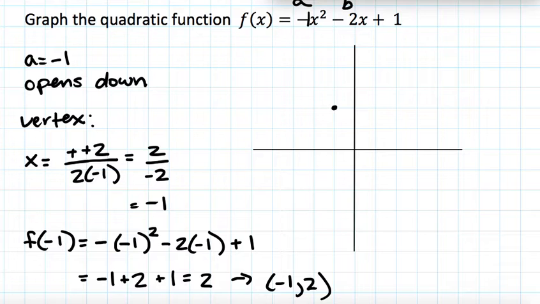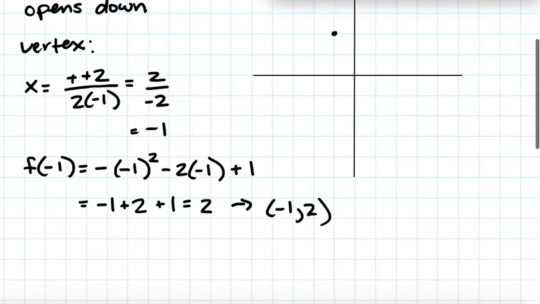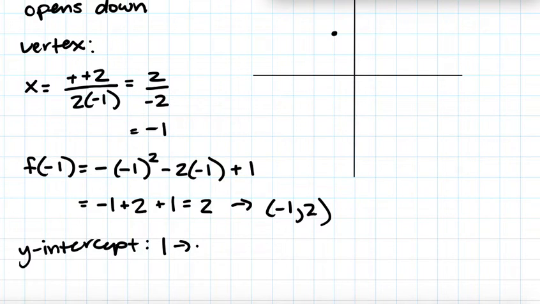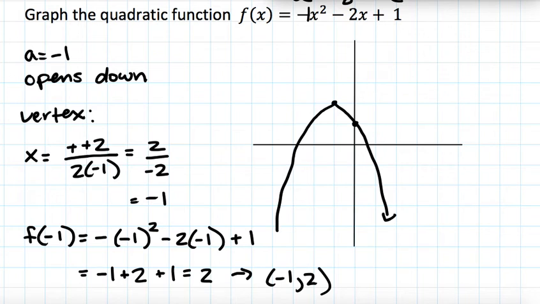Then I know that it's opening down. The last point that I want to get is the y-intercept. The y-intercept is very easy. It's the value of c, which in this case is positive 1. The y-intercept is 1. Mark that on the y-axis, right here. Then draw in the parabola shape on that side and make it symmetric on the other side.